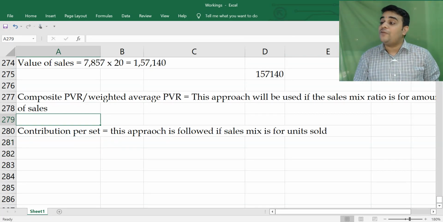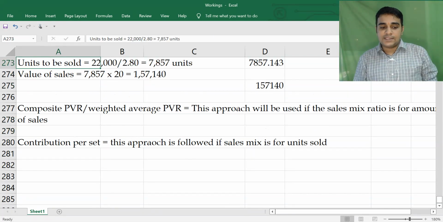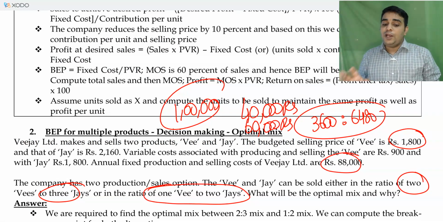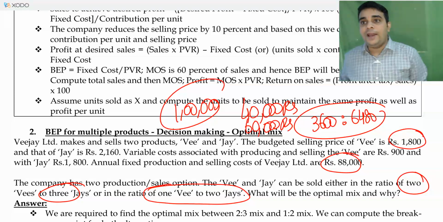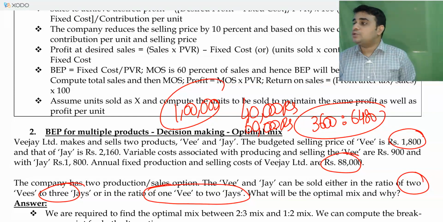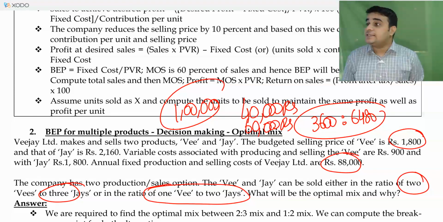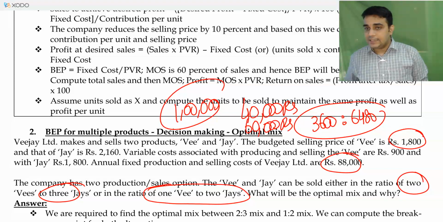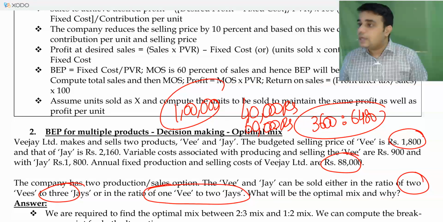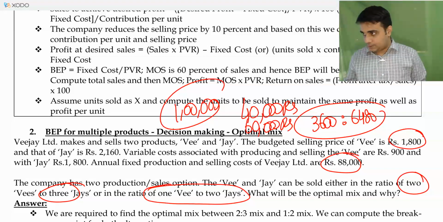When I look at this from a value point of view, the mix is 36:64.8. From a value point of view, 2:3 of V and J will mean 36:64.8, which is not 2:3. The sales mix in rupees and the sales mix in units need not match, and most of the times it will not match.